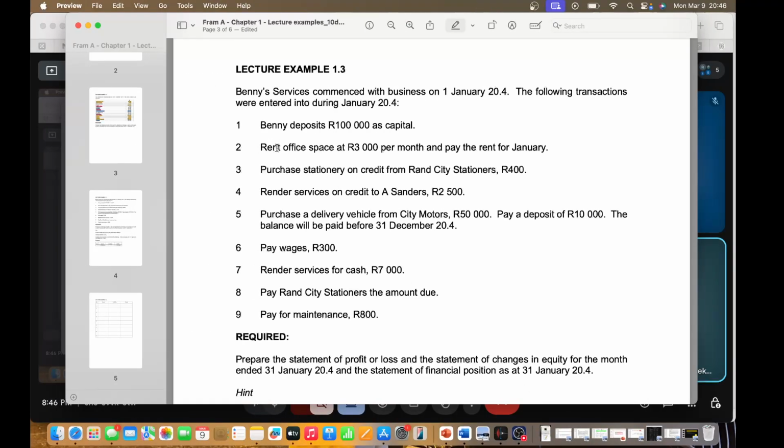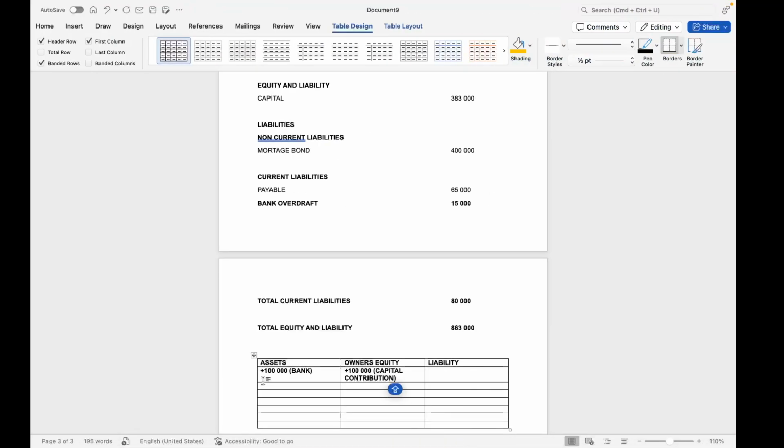Then rent office space at 3,000 per month and pay the rent for January. So we are paying rent for January. So what's going to happen to our bank? Our bank is going to decrease by 3,000 because we are paying. Money is coming out of our bank account. And our owner's equity is decreasing by 3,000. Why? Because rent expense reduces our equity. Are we all on the same page, guys? Yes. Okay.